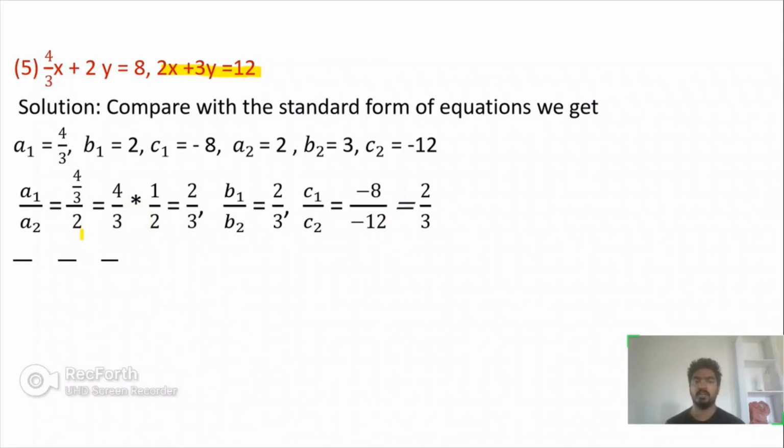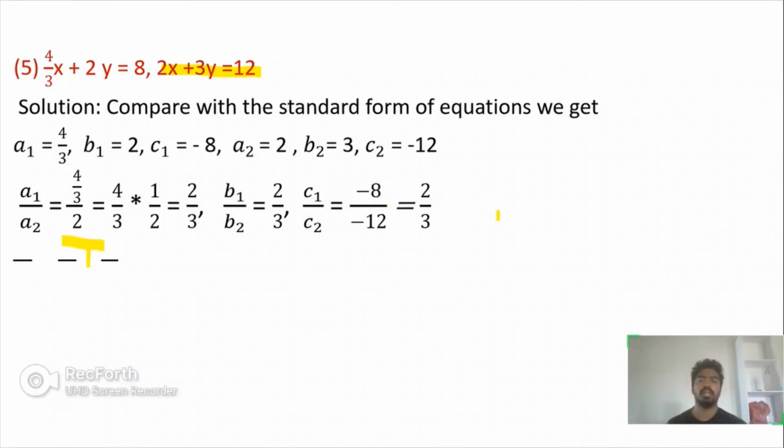So, here 4 by 3 divided by 2 can be written as 4 by 3 into, so if there is no term in the fraction, then we consider it as 1. So, 4 by 3 as it is into the reciprocal of the denominator, that is 1 by 2. Hence, 2 gets cancelled with 4 in 2 times, so we obtain the value as 2 by 3. Similarly, b1 by b2 is equal to 2 by 3 and c1 by c2 is equal to 2 by 3.